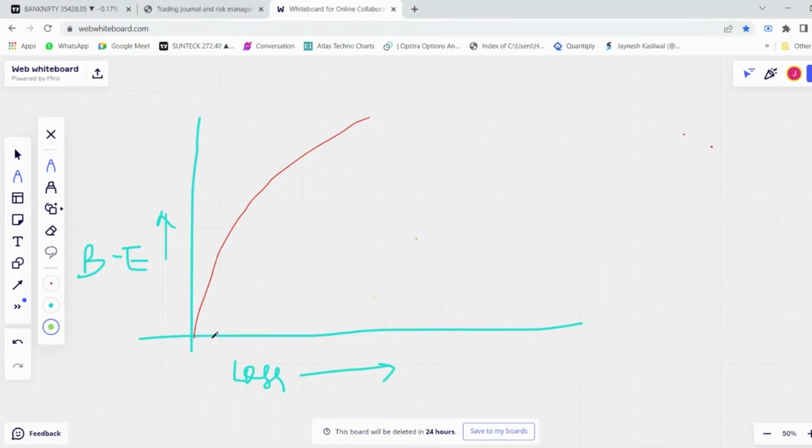Now as your losses start to increase, your break even points start to increase exponentially against you. For example, let us assume that our loss is 50%, so here our break even point would be 100%. So we require 100% gain just to break even our losses, right?